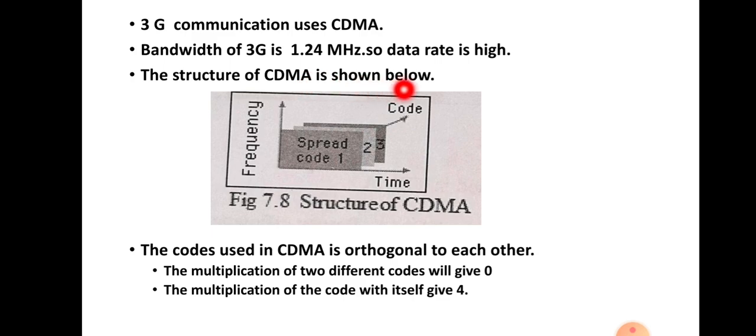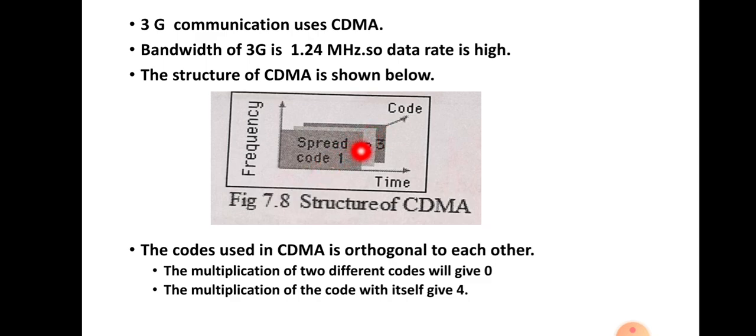And the structure of CDMA is shown in the figure. You can see that here is the frequency and here is the time, that is, the complete frequency band is utilized by user 1, because user 1 data will be multiplied with PN code 1 or spread code 1. So this is shown here. At the same time user 2 also can utilize the same frequency band, that is why it is shown in parallel. So at the same time all of the users can access the channel, and they are differentiated by a code word.